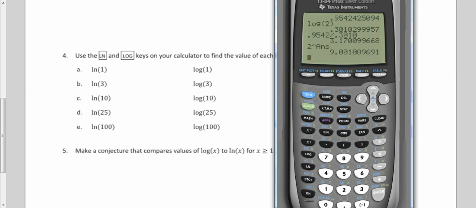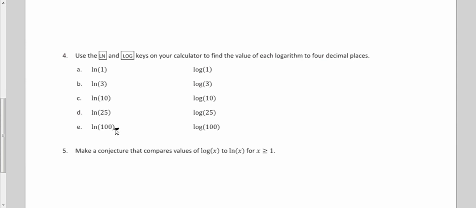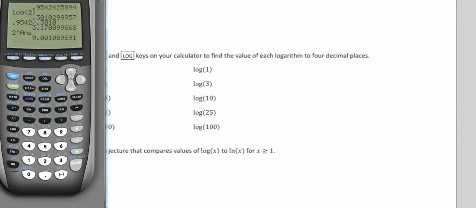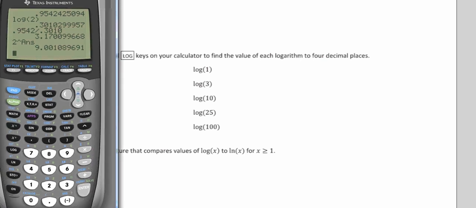Everybody find the button that is ln. My ln button is right below the log button. So if you find the log button, right under it is the ln button. Okay? We're going to use that. You're going to find out what that means.